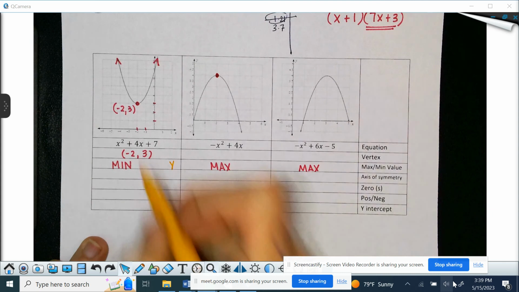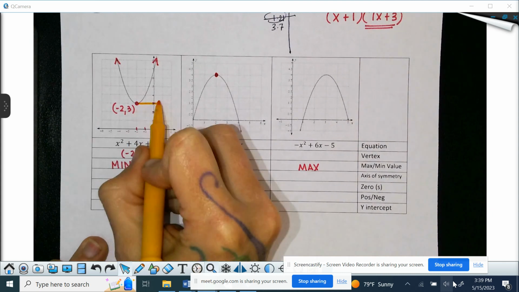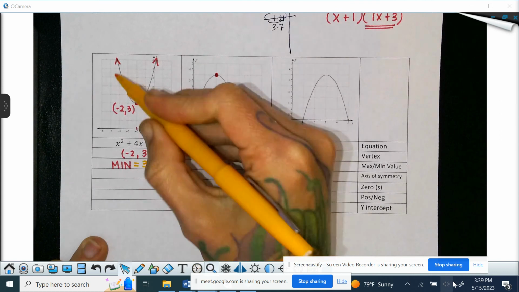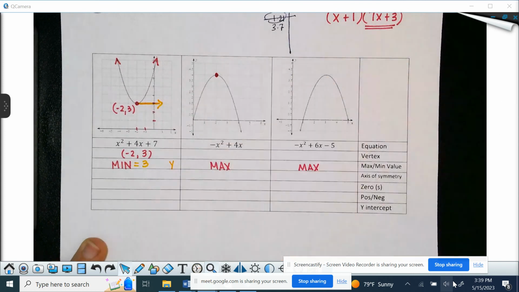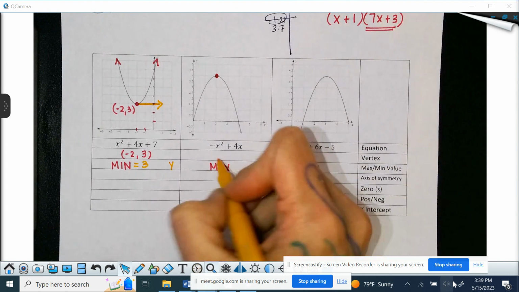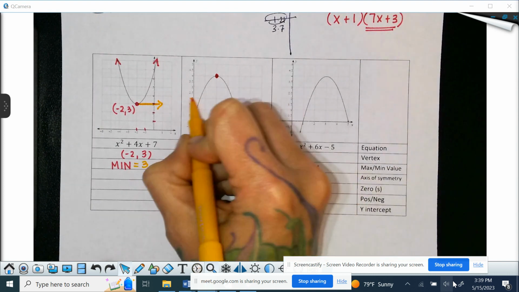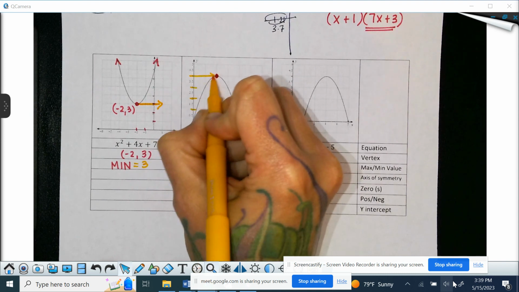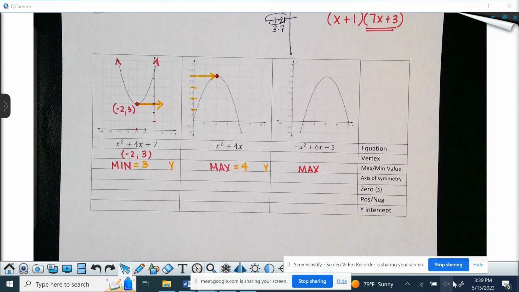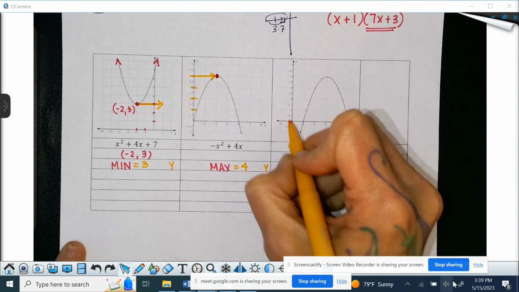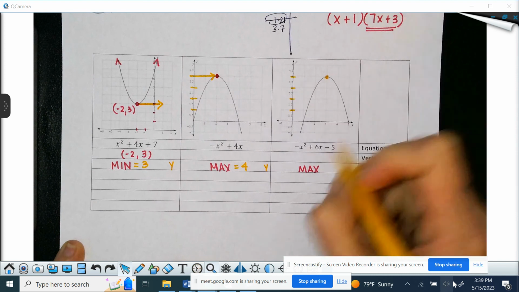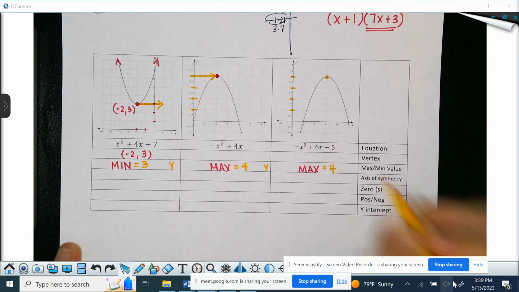So then that's our y value of our vertex. So in this case, the min is equal to 3. That's the smallest y value before it turns back around and goes the other way. So again, you're looking at your y value. So max for this guy, that's 1, 2, 3. So the max is going to be equal to 4. The max for this guy, 1, 2, 3, oops, it's exactly the same, is also 4. So min max is always your y value.